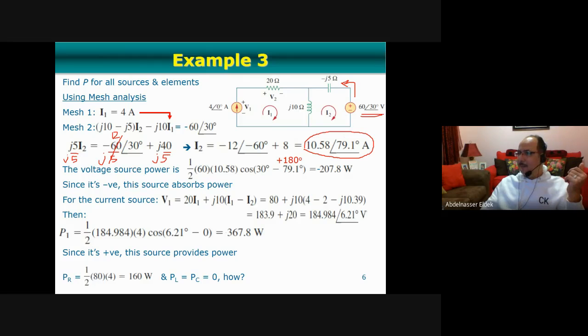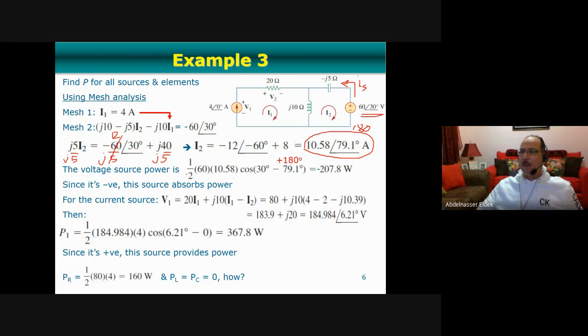So if I call this current IS, for example, you just add a negative or 180 degrees to this one. That's it, because it is the negative of this. Or you add or subtract, it doesn't matter which you like.